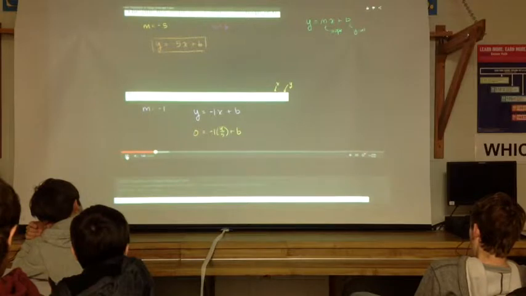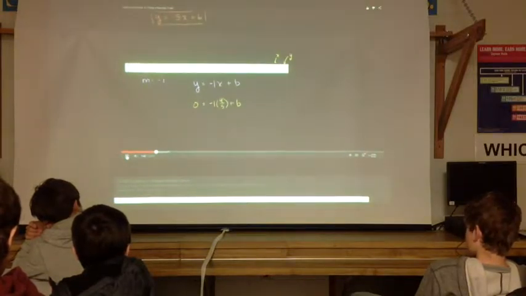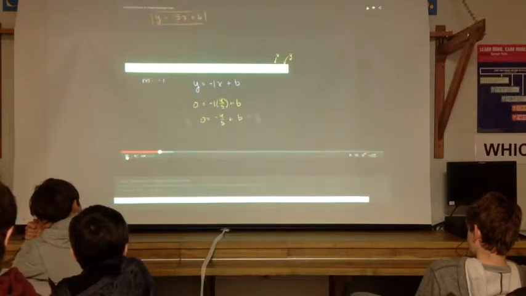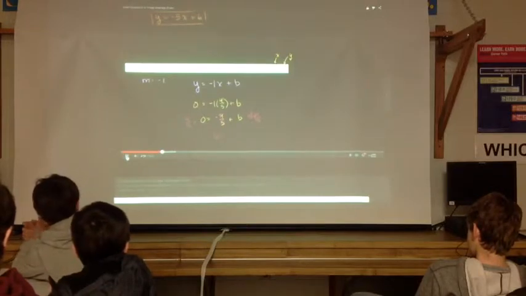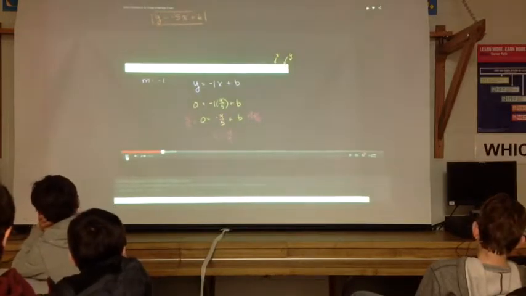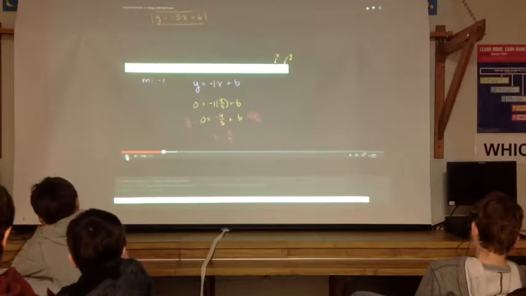Let me scroll down a little bit. So let's see, we get 0 is equal to -4/5 plus b. We can add 4/5 to both sides of this equation. And the whole reason I did that is so that cancels out with that. And you get b is equal to 4/5. B is equal to 4/5. So we now have the equation of the line.